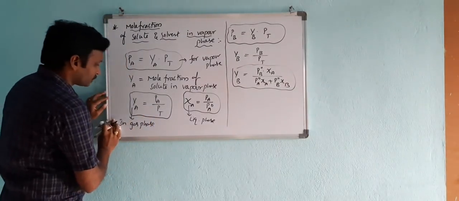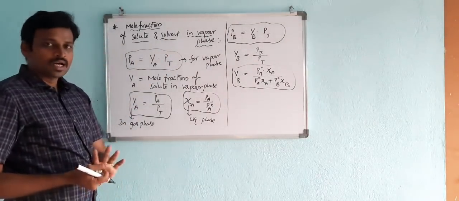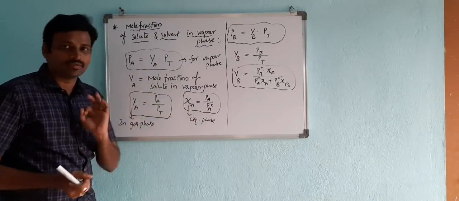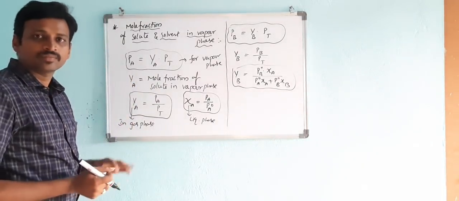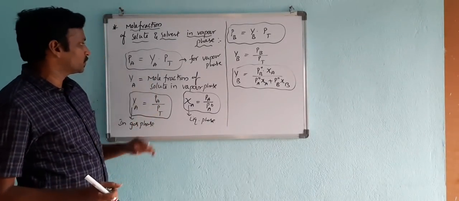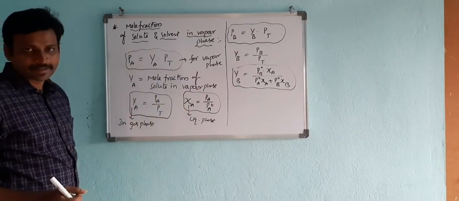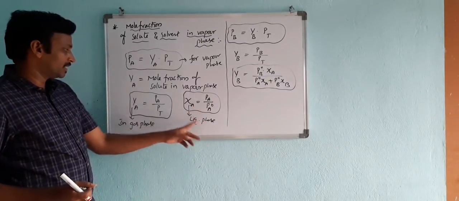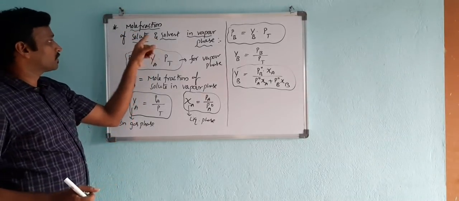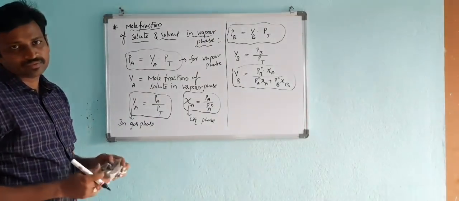Understood? Have a look at these formulas once. I am telling you, this and this difference, you must be very careful. Don't worry, just revise the concept and write down everything so that you will have a clear idea. I have written very clearly what is YA and what is xi A. So xi A is liquid phase and YA is in gas phase. If in a numerical the mole fraction of solute and solvent in vapor phase is asked, this is the only way.